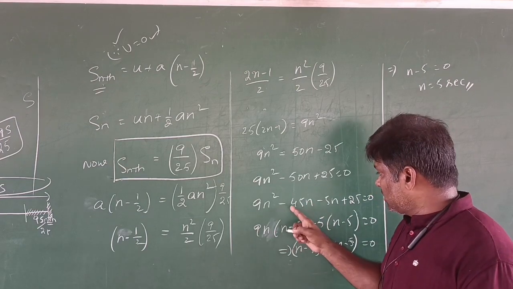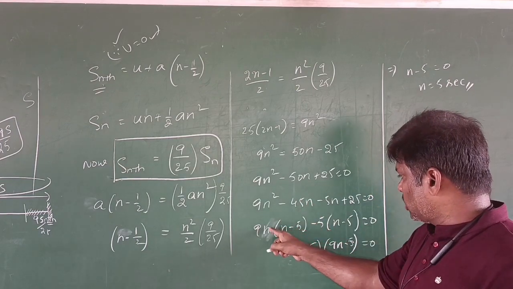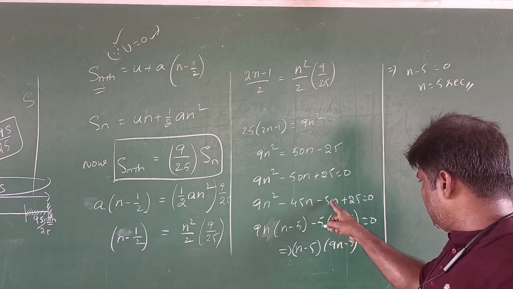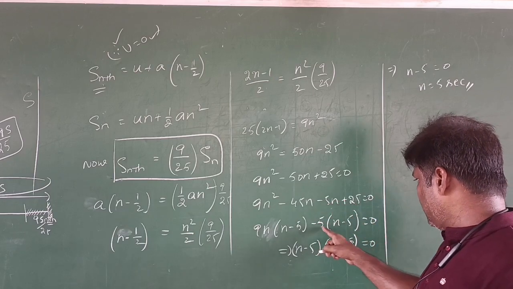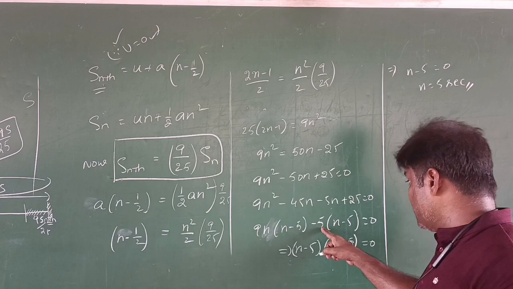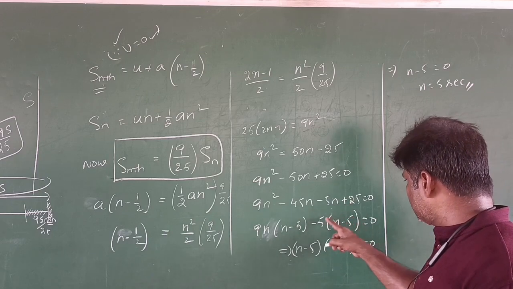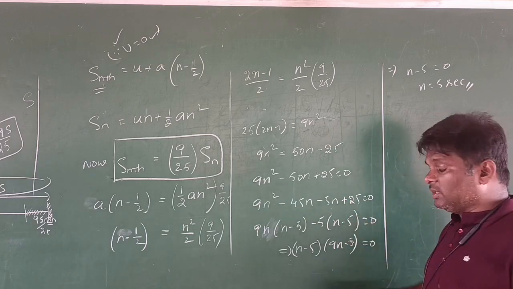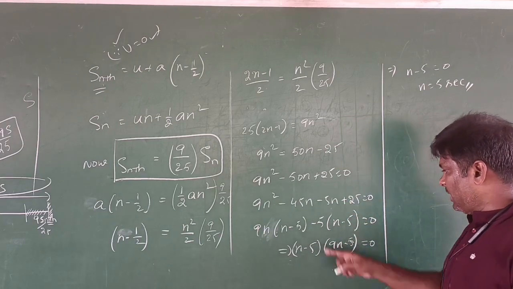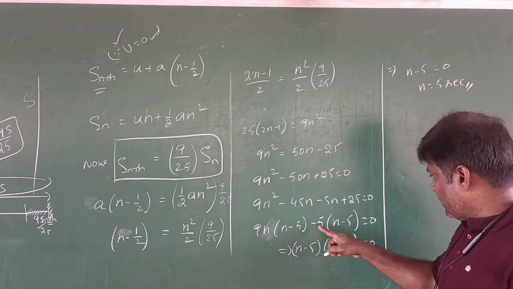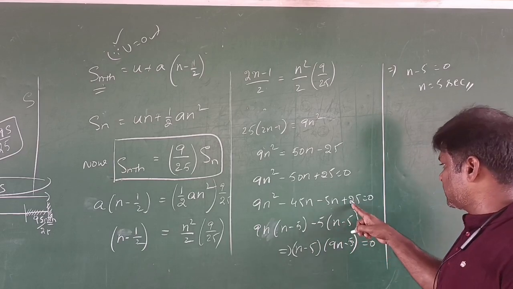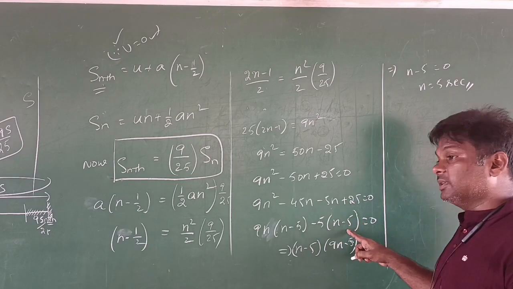This is how you can take 9n common. Now take minus 5 common from these two terms, minus 1 and minus 5. What is remaining here? n and another minus 5. If you multiply this and get the previous expression, then what you separated is correct. Minus 5 into n is minus 5n, minus 5 into minus 5 is plus 25. So whatever you did here is correct.